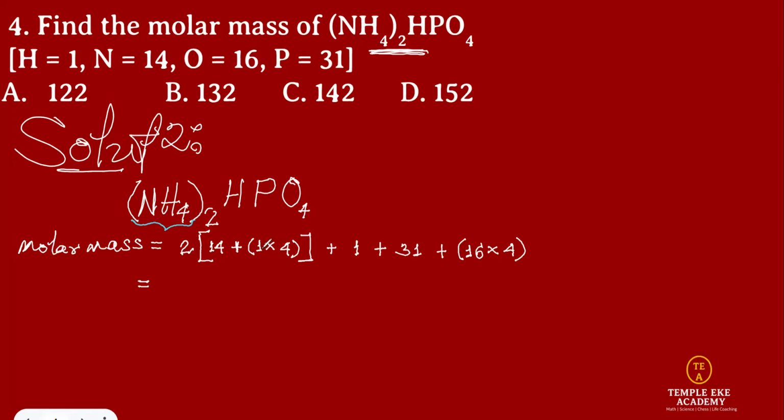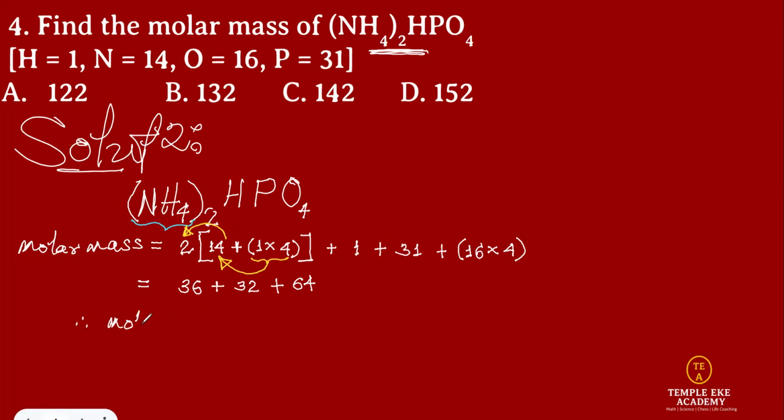So we need to evaluate. 1 multiplied by 4 is 4. And that 4 plus 14 gives us 18. The resulting 18 has to be multiplied by the 2 outside there, which gives us 36. So we have 36 resulting from this unit. Plus 1 plus 31 gives us 32. And now plus 16 multiplied by 4 gives us 64. So in the final analysis, we can add up these figures, and now we will get our final answer.